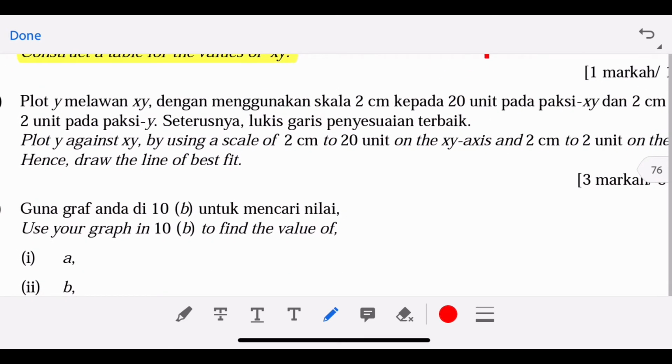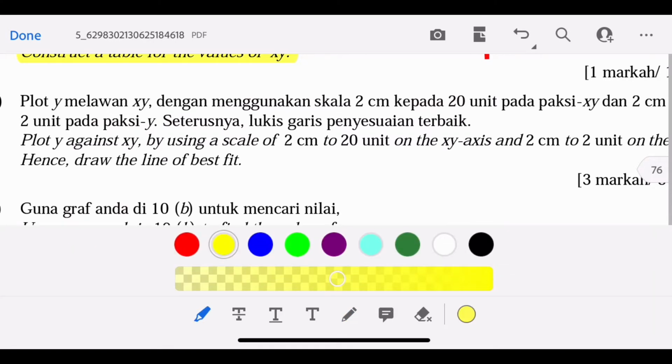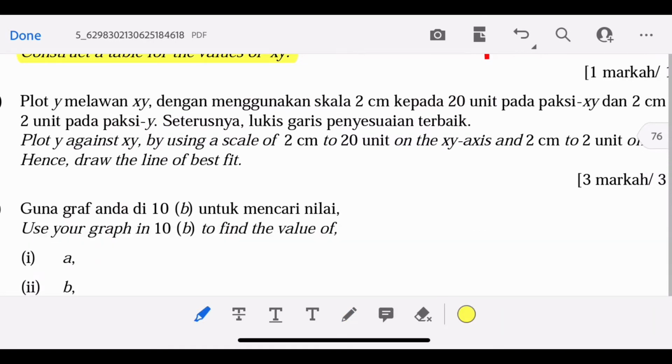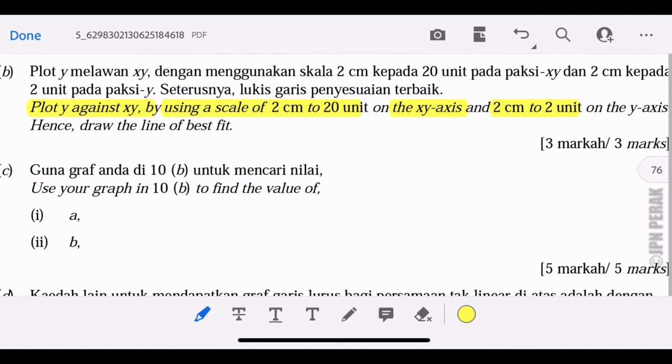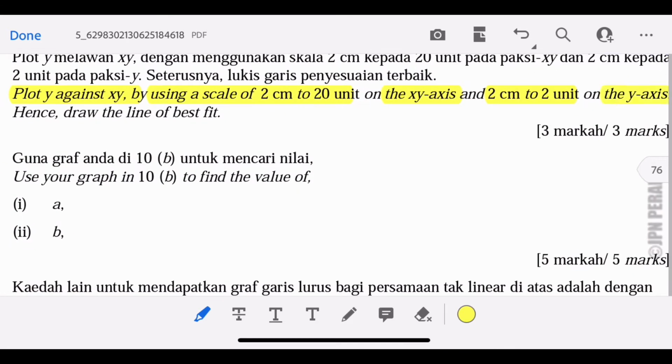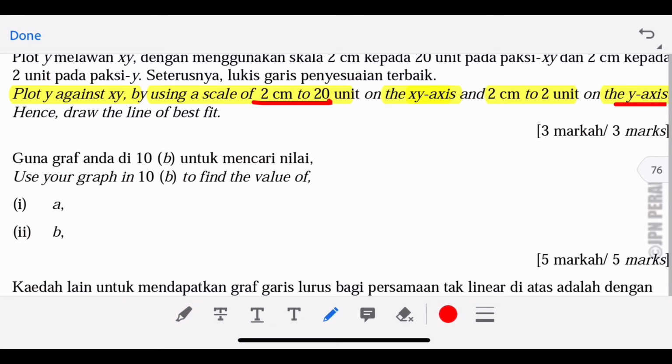Alright, now for you to plot the y against xy. Using scale, it is a must to follow the scale: 2 cm to 20 units on the xy axis and 2 cm to 2 units on the y axis. Right, xy we use 2 cm to 20. This is big X, this is big Y, 2 cm to 2 units.